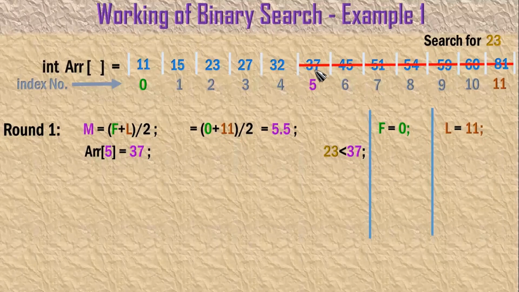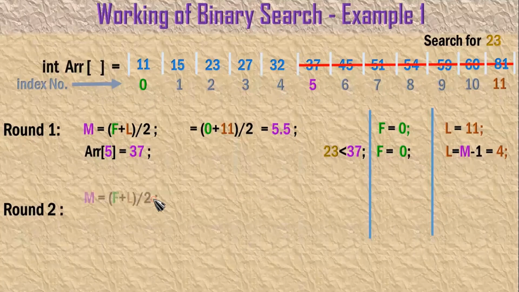Now the middle element is already compared. So remaining segment, that is index from 0 to 4 only we have to search. So here first index remains as 0 itself, but the last index instead of 11 it should be 4. We already found middle element as 5. So what we do, middle element minus 1 will give the next last index. So in round 2 we will have first index as 0, last index as 4.